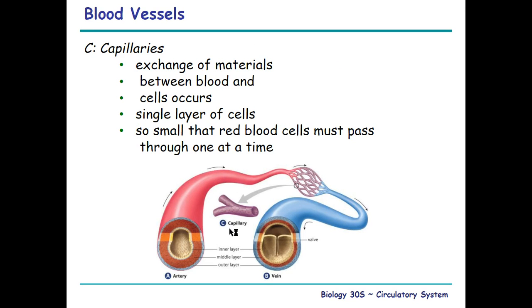The capillaries are the site of the exchange of materials between the blood and cells. They are single layered, so small that red blood cells must pass through one at a time.